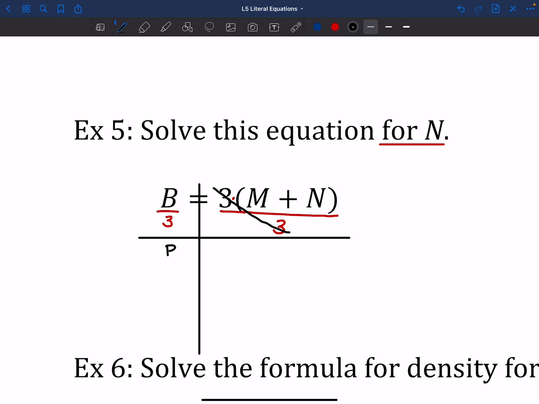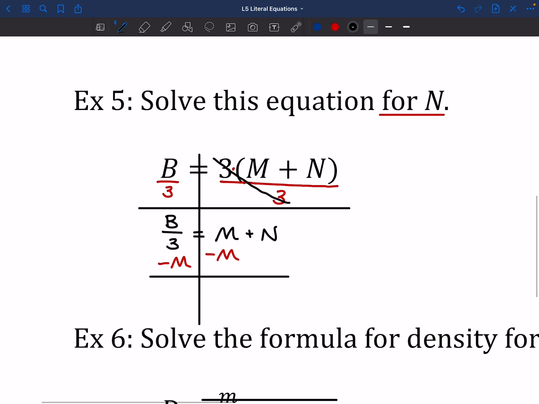Over on the left side, whatever b divided by 3 is, that's exactly what I want to write. I can't figure it out because I don't know what b is, but b divided by 3 is just as good. After we got rid of the 3 on the right, now we just have m plus n. And then I just need the n by itself. So if m and n are adding to each other, I'm going to do the opposite and subtract m to get rid of it, all right?